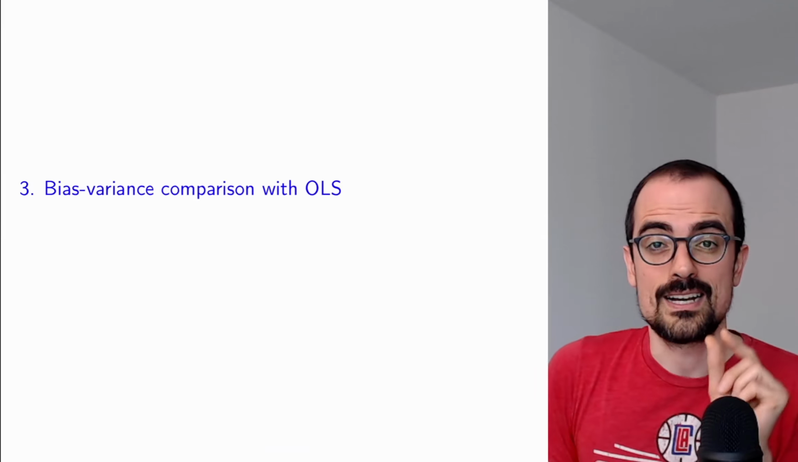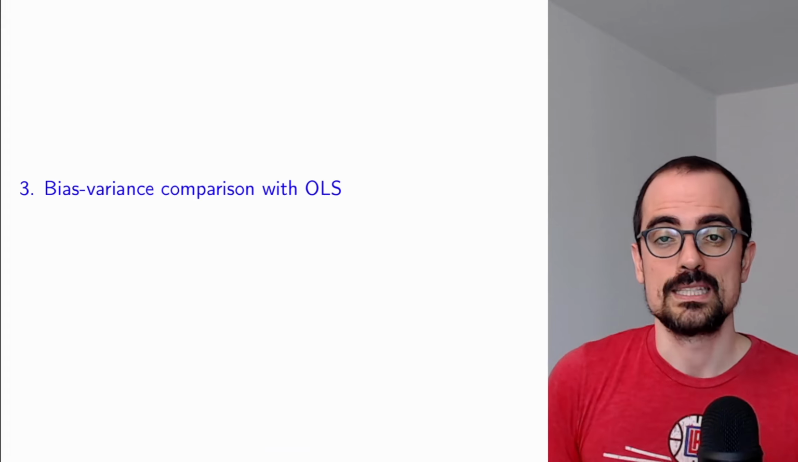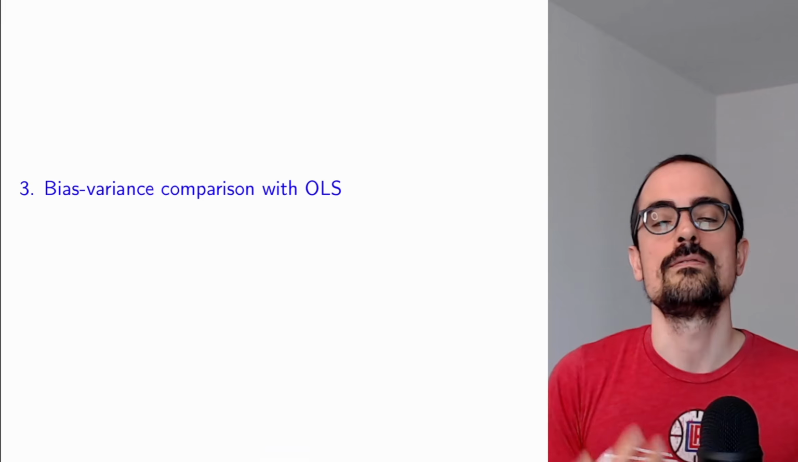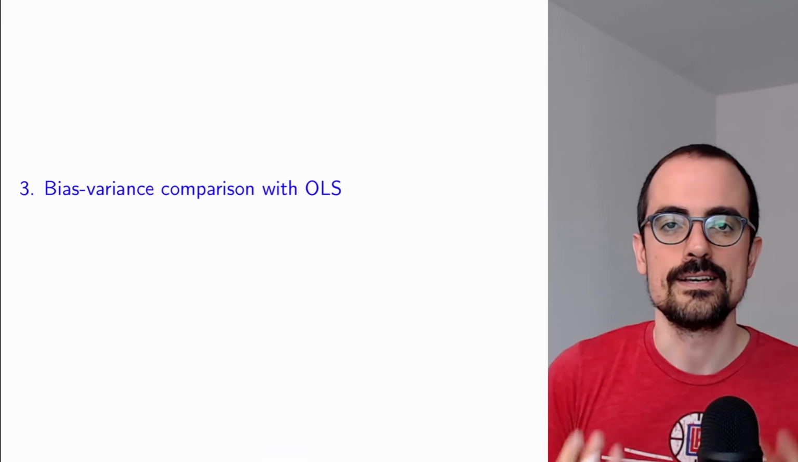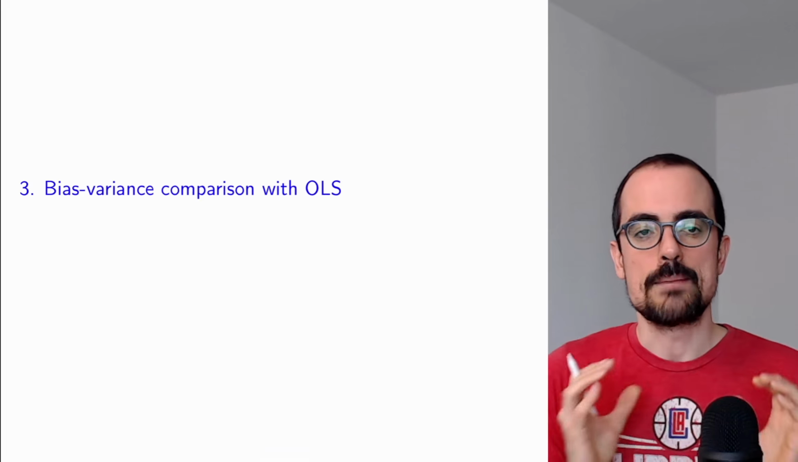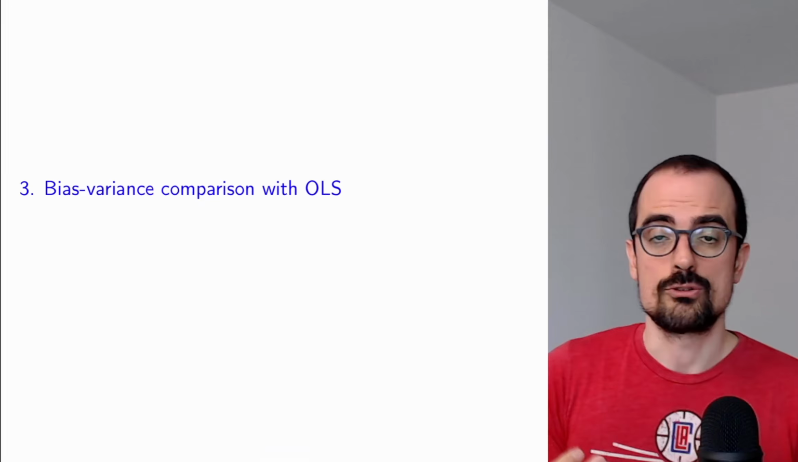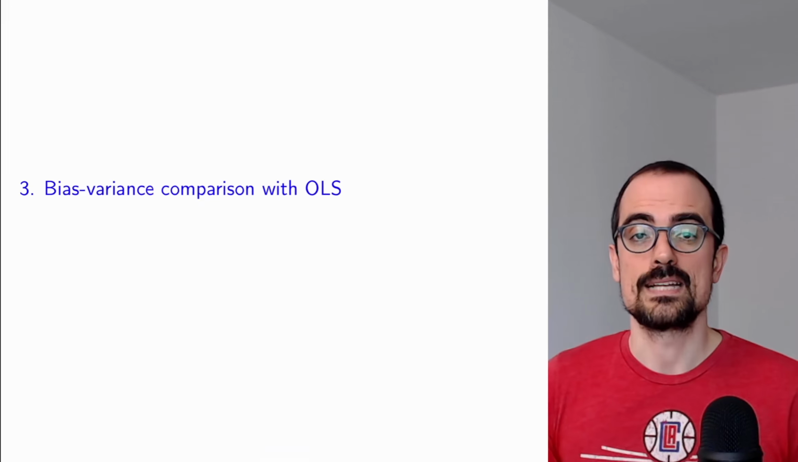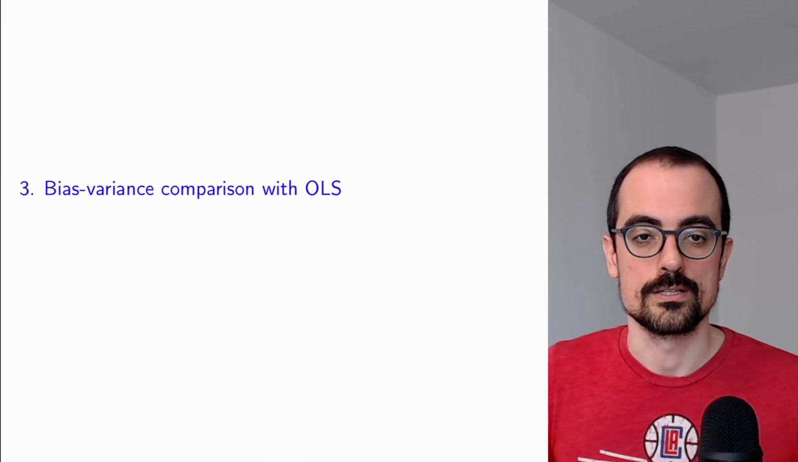I've shown you just a single example, but now I want to give you an idea of how this works in general. And a good way of doing that is by deriving the bias and variance of ridge regression and comparing them with the bias and variance of ordinary least squares.